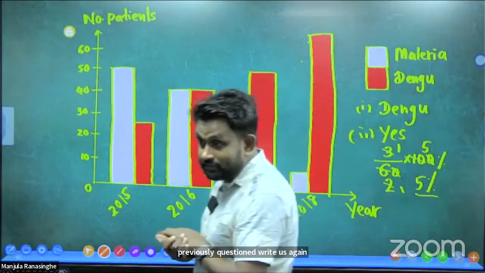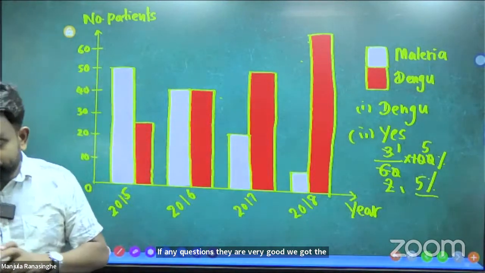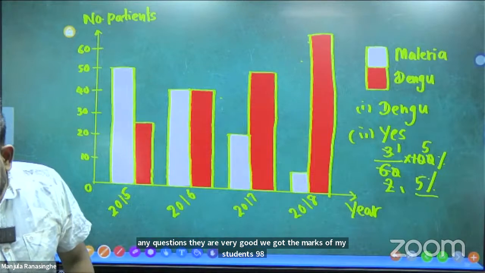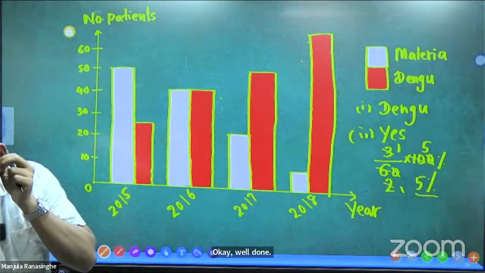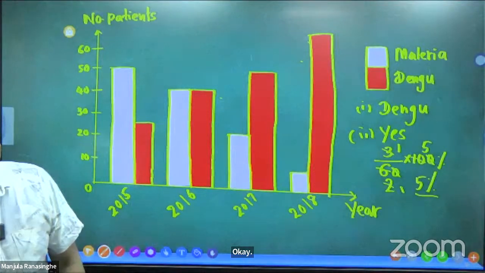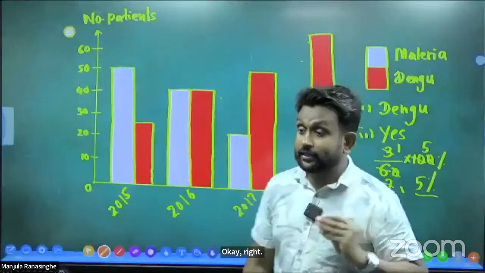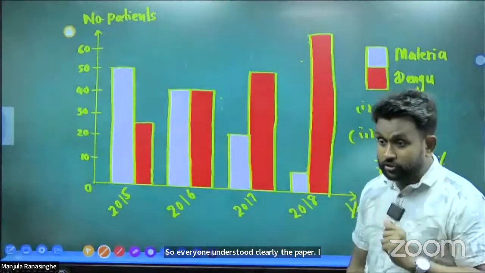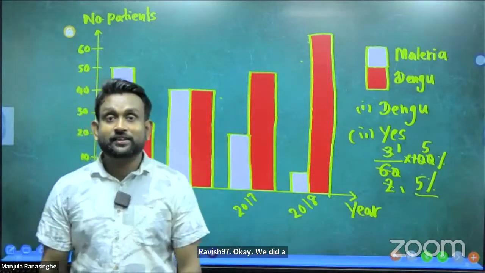We got the marks of my students. Tinuka 98, very good. Sasundi 91. Yukita 96, very good. So everyone understood the paper clearly, I think so. Avish 97. We did a detailed discussion.